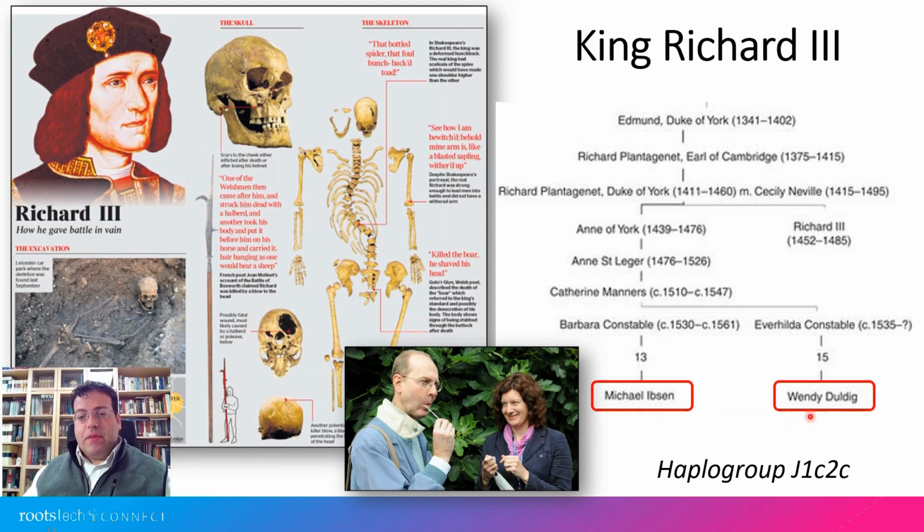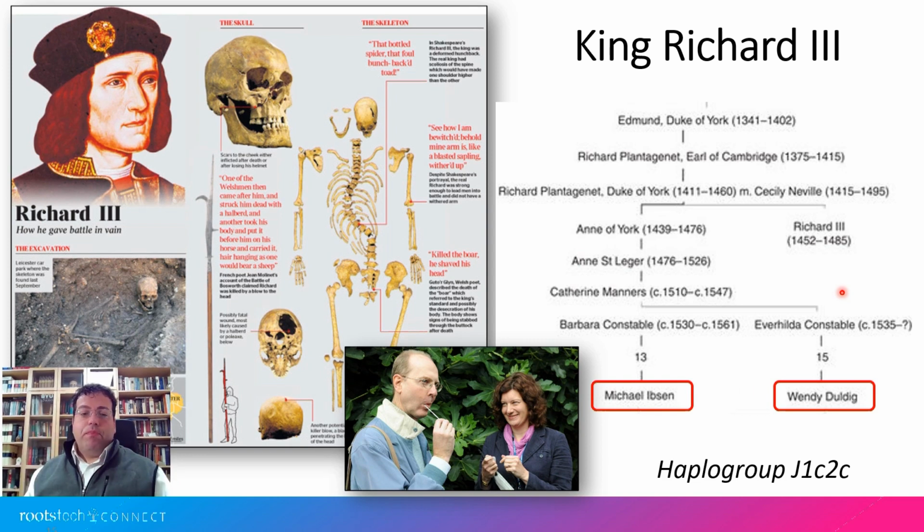And they tested both individuals, and they both have the same mitochondrial DNA haplogroup, which also was the haplogroup that King Richard had extracted from his bones. So they tested the bones and they had this haplogroup. And then they tested two descendants of Anne of York, same haplogroup.